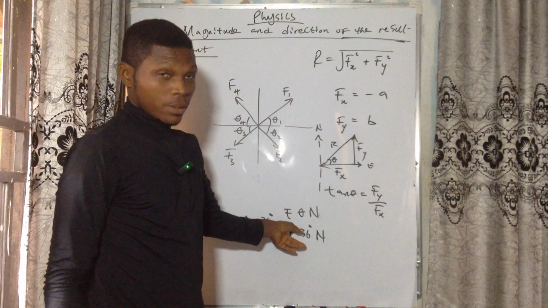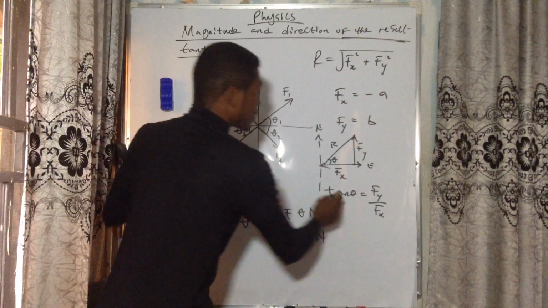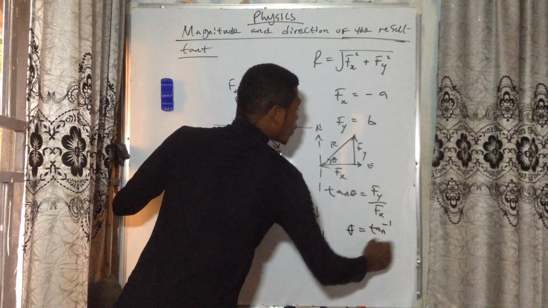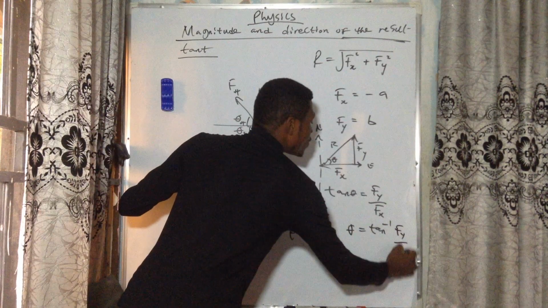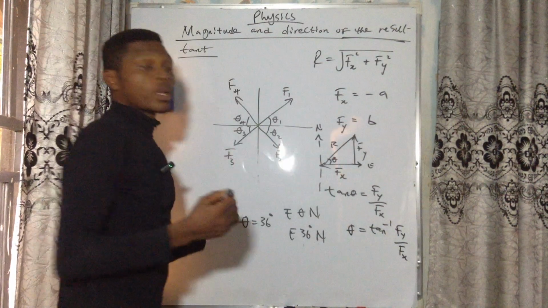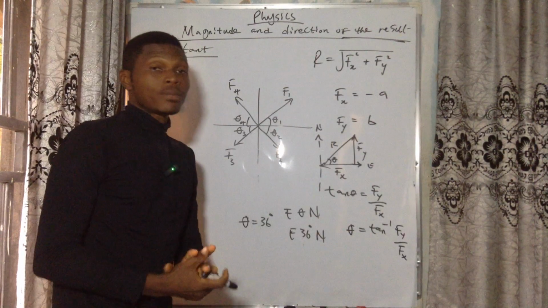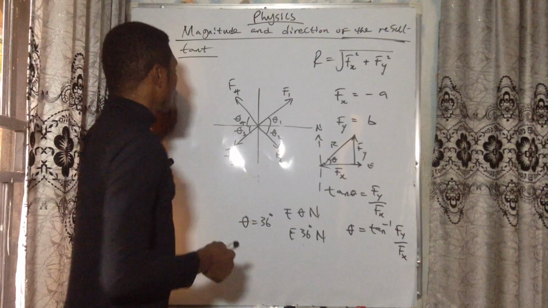Do you understand? This angle is very easy to calculate. Just do theta equals arctan, or tan inverse, as some call it, of Fy over Fx. Okay, and that is our theta. This is how to find the direction of the resultant force.